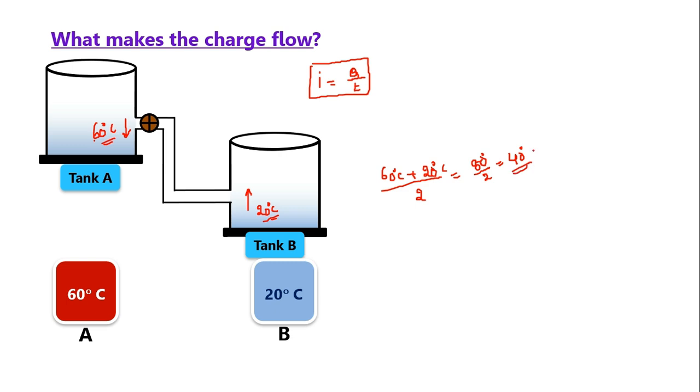So what is the 40 degrees Celsius? It is the average temperature of the complete water. The average temperature is equal to 40 degrees Celsius, that is the equilibrium temperature.